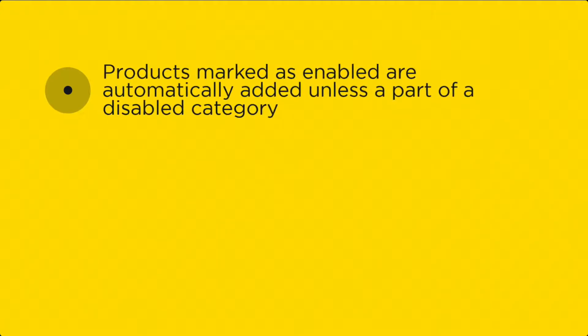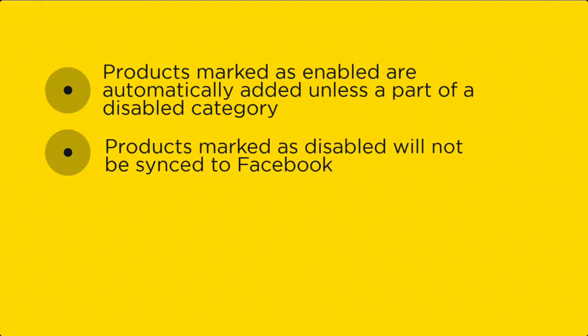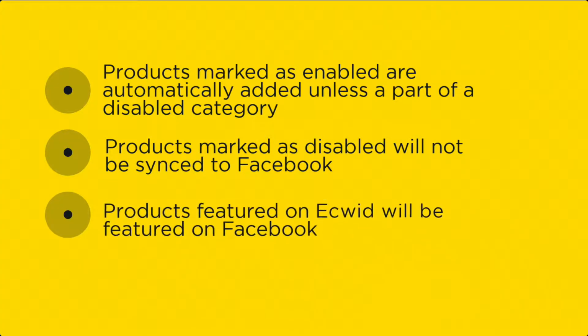Products marked as enabled in your Equid store will automatically show up on your Facebook shop page unless they are assigned to a disabled category. Then they won't appear on your Facebook shop. Products marked as disabled will not be sent to Facebook. Products marked as enabled that are featured on the store front page will be uploaded to the featured products section on Facebook.